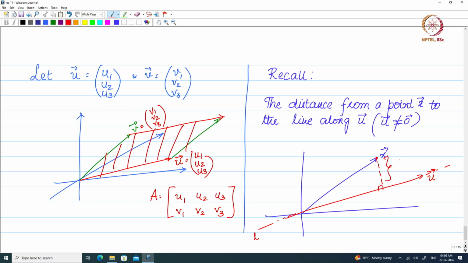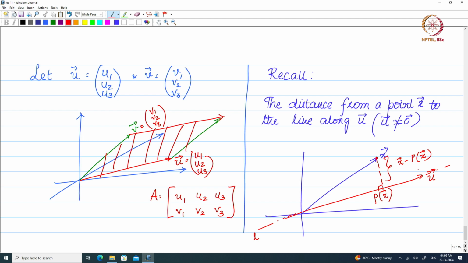This is nothing but, suppose we have this to be the projection of this vector x along the direction of u, and this is the vector x. This is the vector x minus the projection of x along the direction of u, and the length of this difference vector is precisely the distance from the point x to the line passing through the origin in the direction of u.